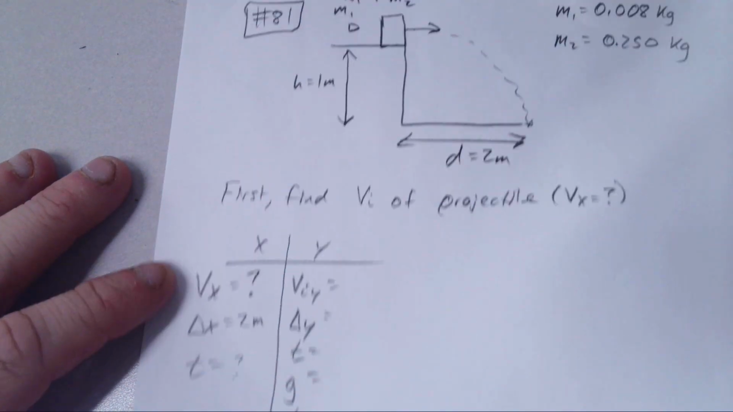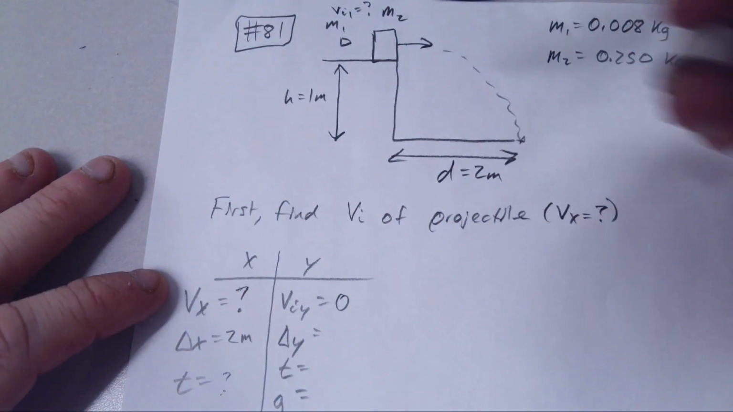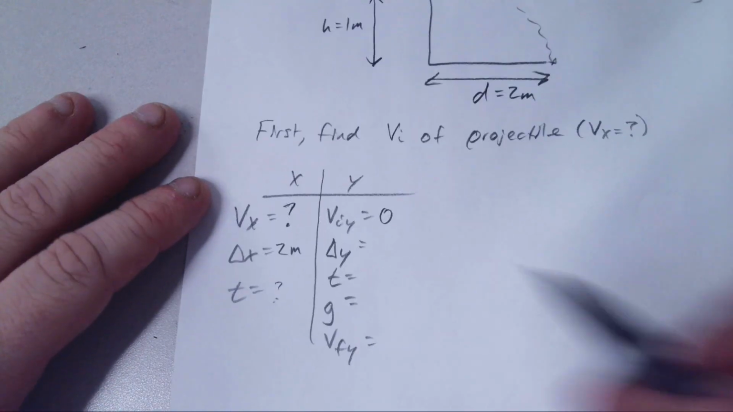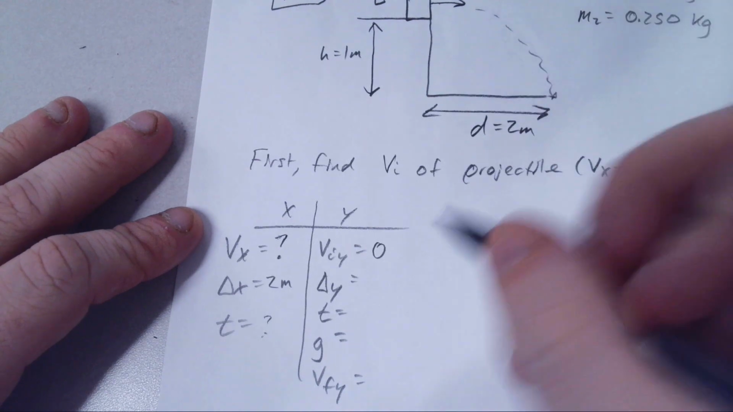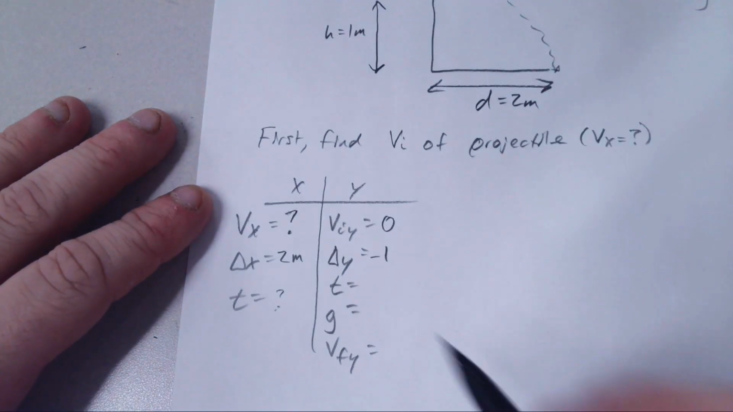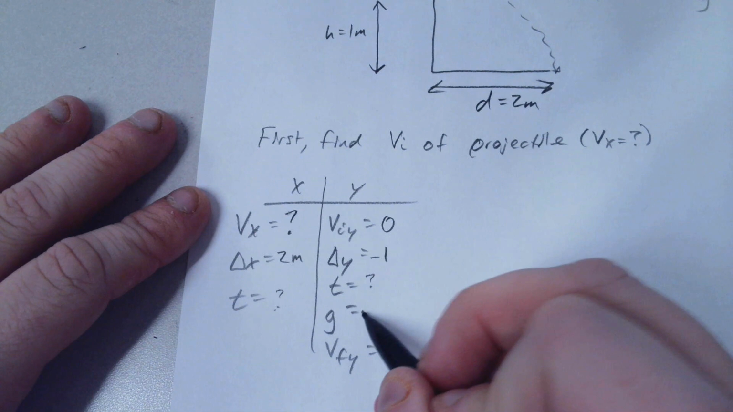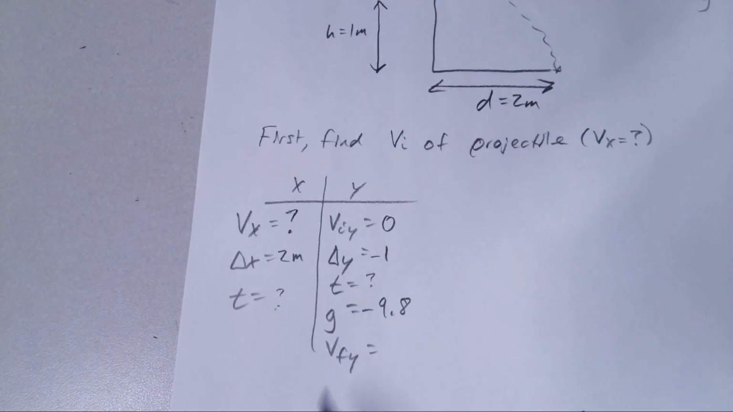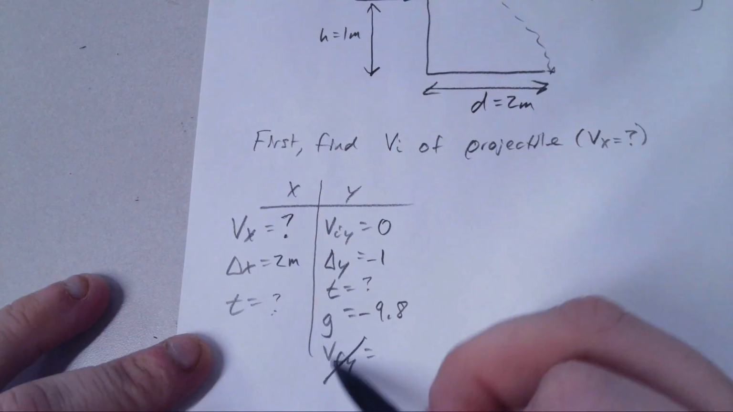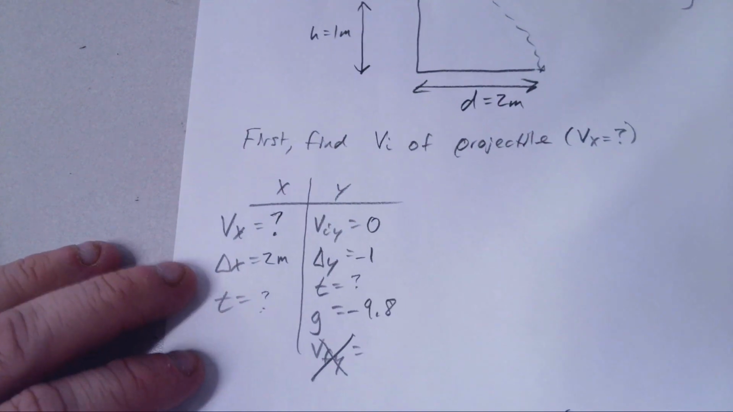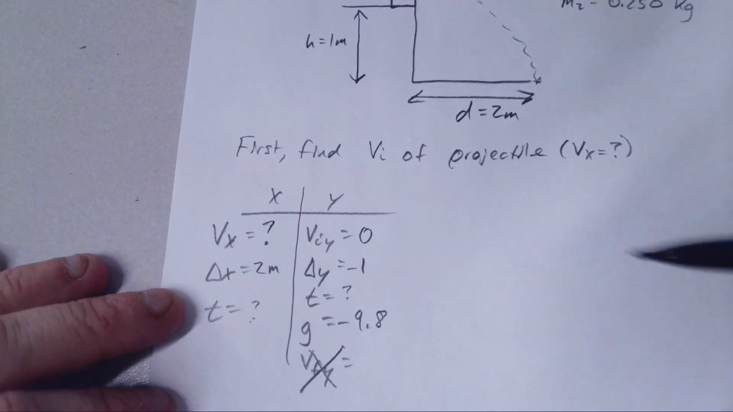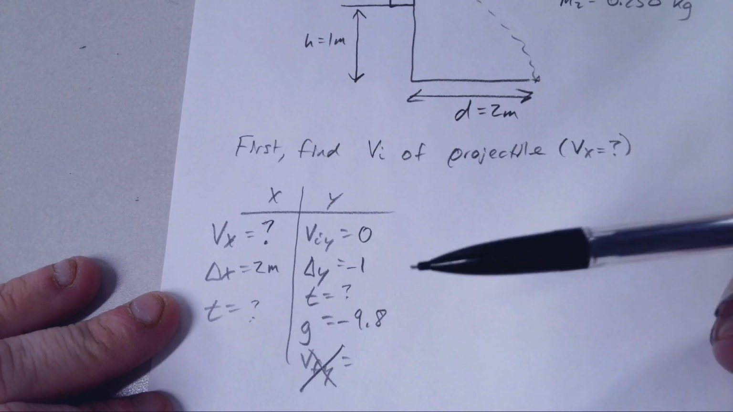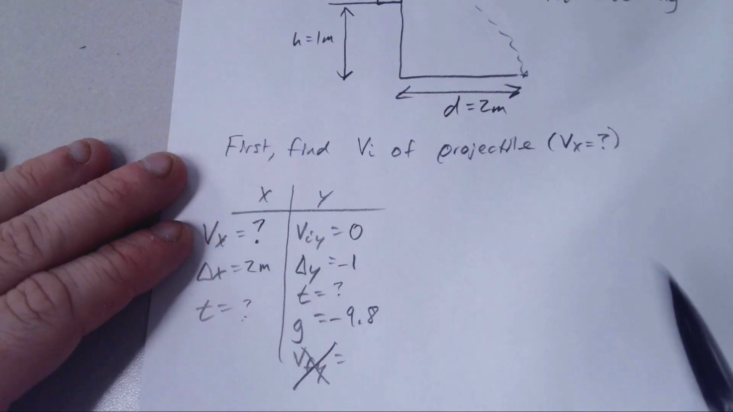The initial velocity in the y direction is 0. The reason being is that it is cosine of 90 degrees, also because it's a horizontal launch. Delta y is negative 1 meter because it's going down. T we don't know. G is negative 9.8. We might need the final velocity, but in this case we do not need it. It's very helpful that the initial velocity in the y direction is 0. So we need to find some equation that has delta y, Viy, g, and t in it that allows us to solve for that t.